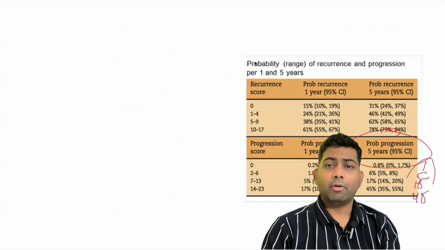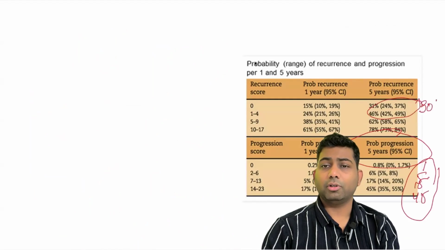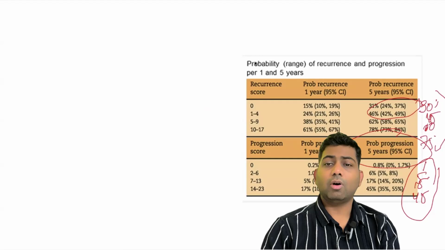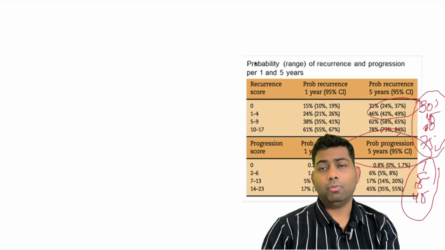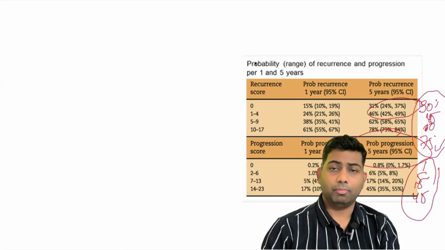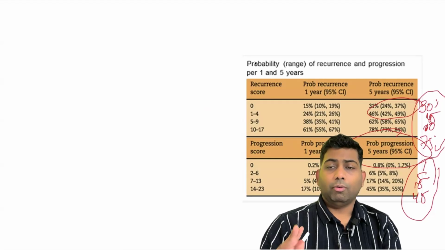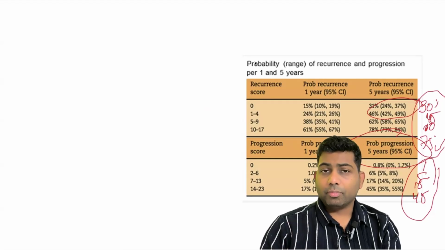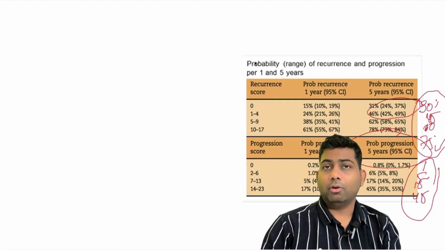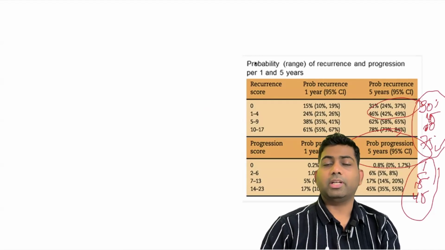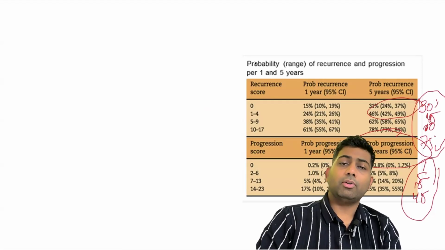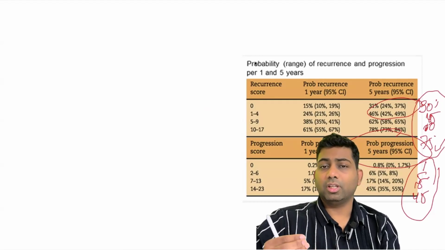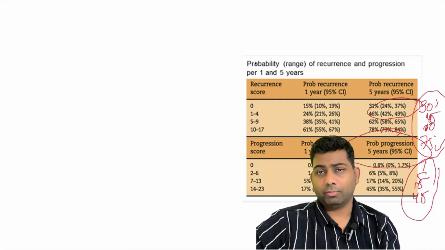Very simple. Now, the 5-year recurrence rates. Even if there is no risk factor, it's 30, then it becomes 45, then it is 60, and then it is 75. So this is how the 5-year recurrence rates go. This is how the 5-year progression rates go. Okay, so the whole idea is to make it clear which parameters you're supposed to look at when predicting the recurrence and progression, and how you make these parameters easy to apply for your MCQs.